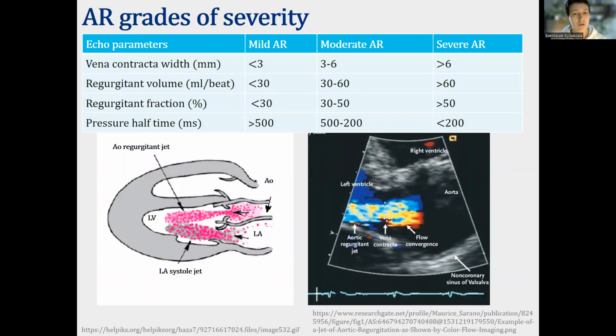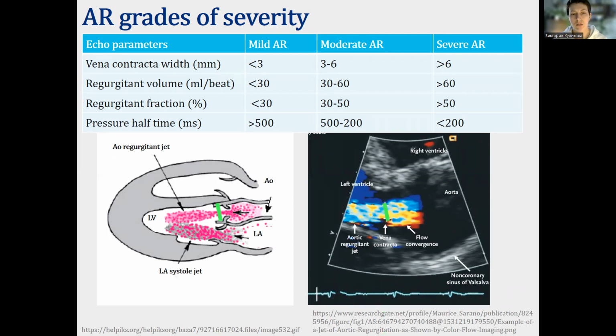There are mild, moderate, and severe aortic regurgitation grades. The main echo parameters are on the slide. We evaluate vena contracta width, regurgitation volume, and regurgitation fraction. Vena contracta is the point in the fluid stream where the diameter of the stream is the least and fluid velocity is at its maximum. It is a place where the cross-section area is minimum.